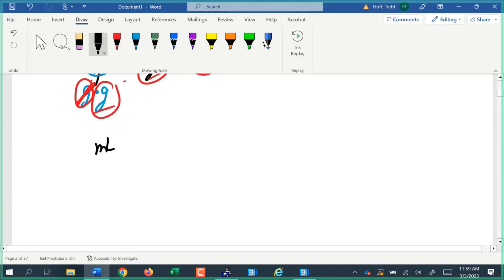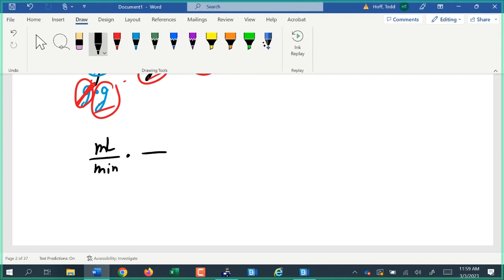Or something like milliliters per minute times milligrams per milliliter. Now this is actually a little bit more practical dimensional analysis. Here, simply the milliliters cancel out. They're diagonal. So on top, we just have the milligrams. On bottom, we just have the minutes. That reduces to milligrams per minute.